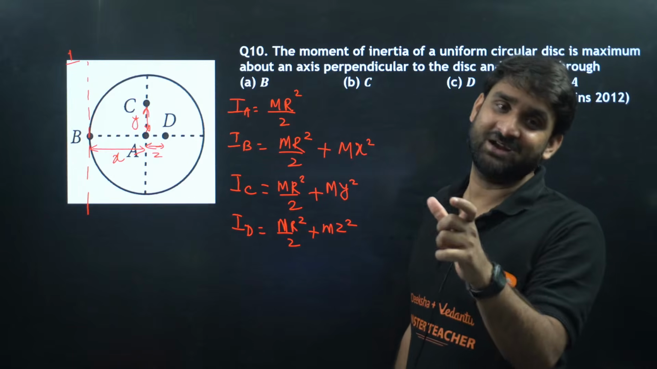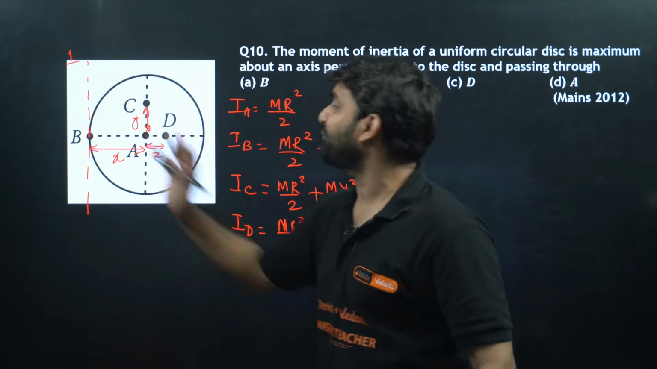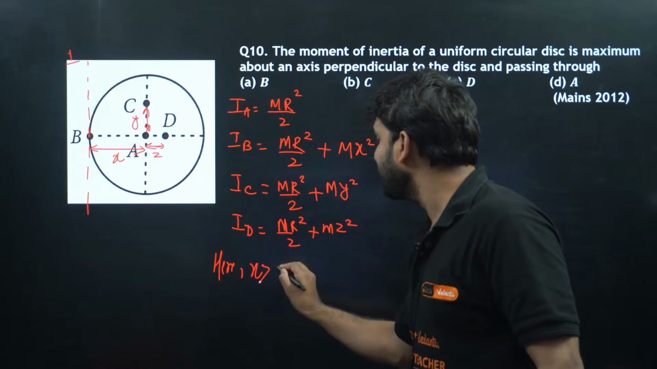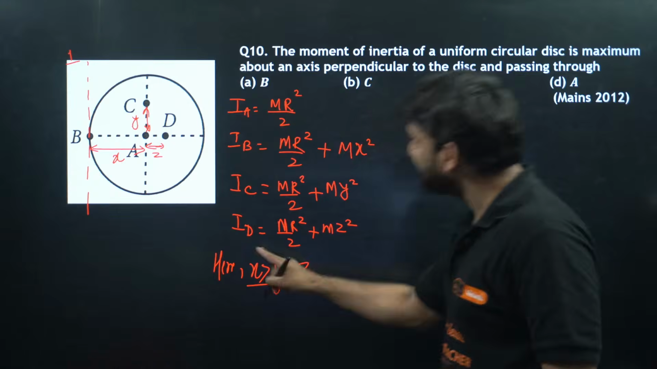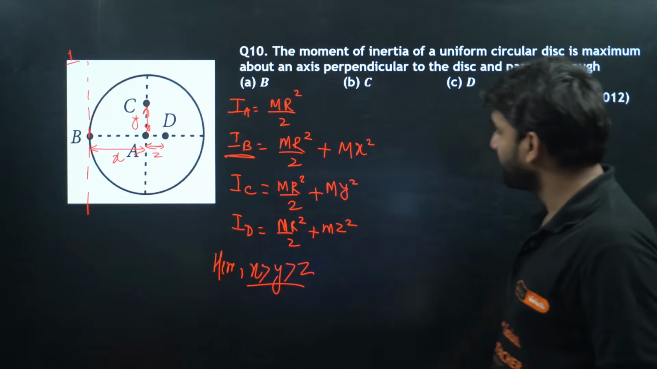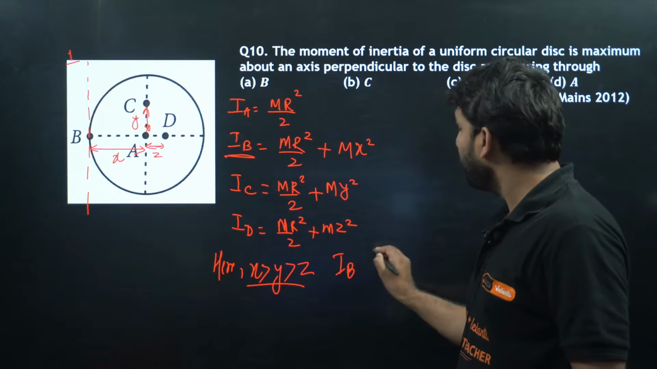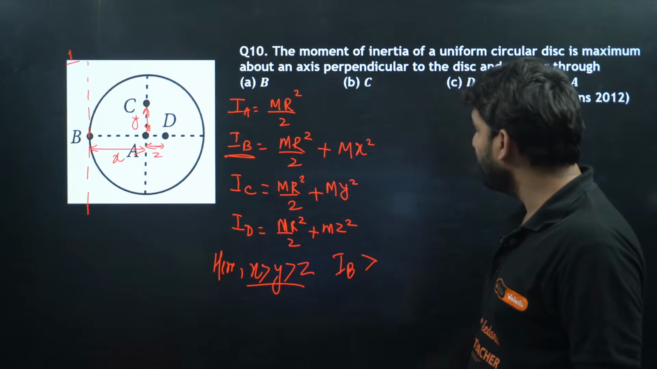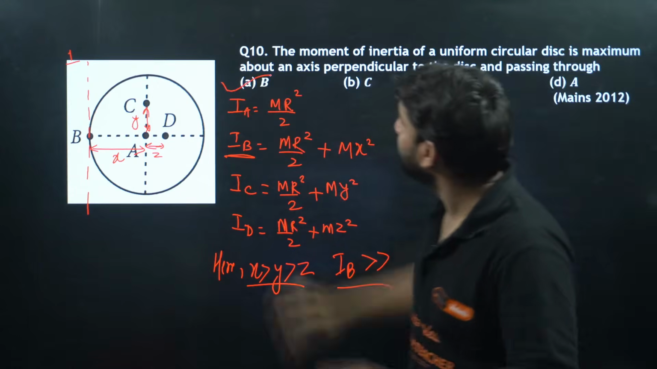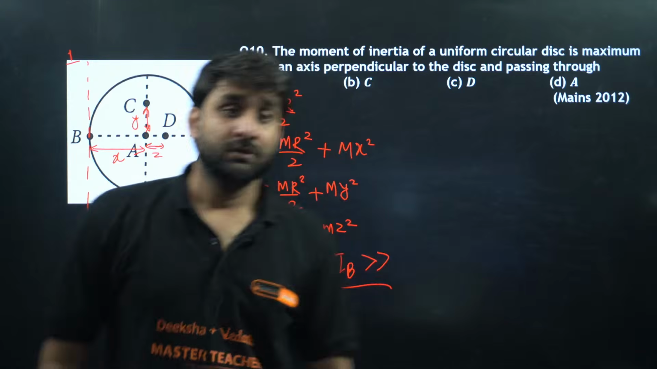So x is the largest, the point B is the farthest from the center. Here x is greater than y is greater than z, so if x is greater than the others, the moment of inertia at B will be maximum. So the moment of inertia at B will be maximum for all. Okay, so which option? Option number A. This is the answer, and this is the explanation.